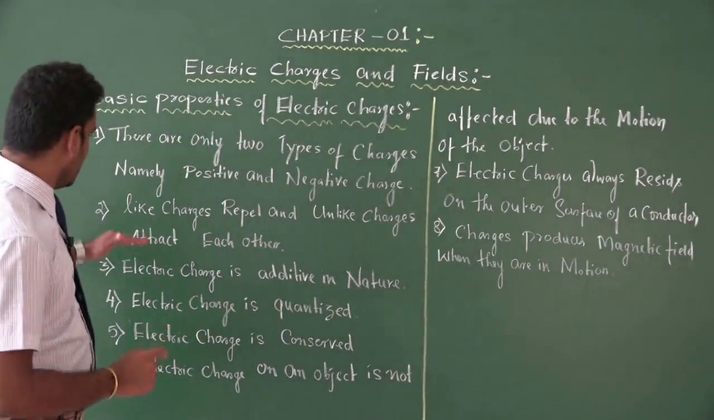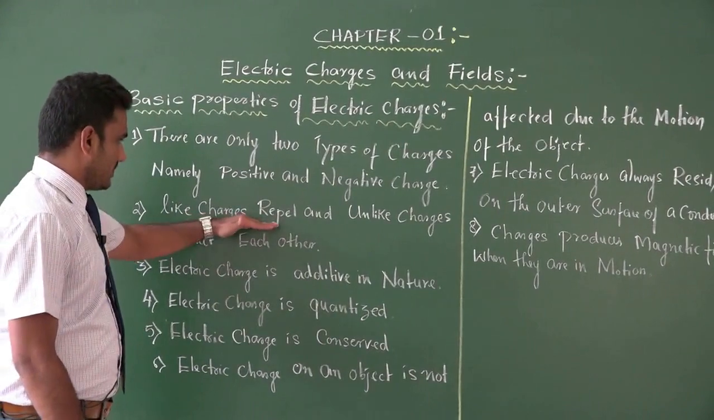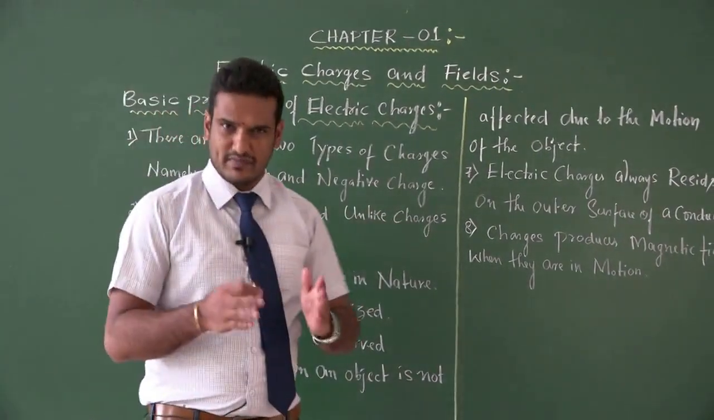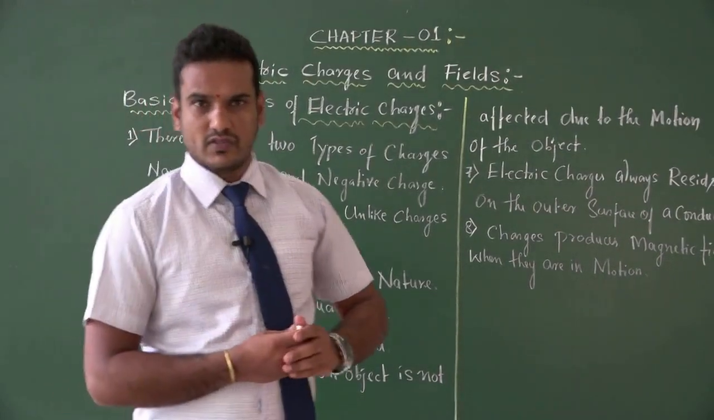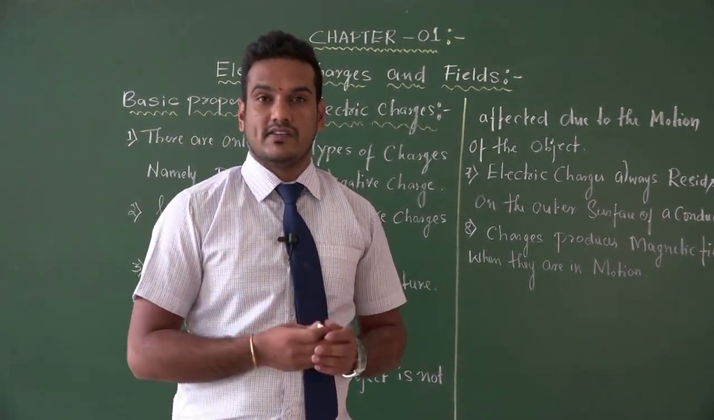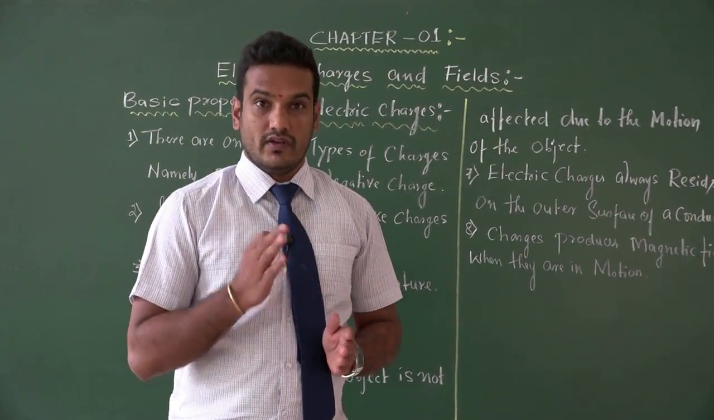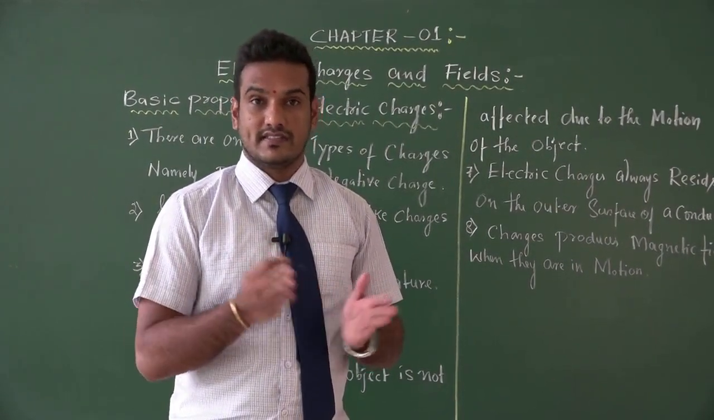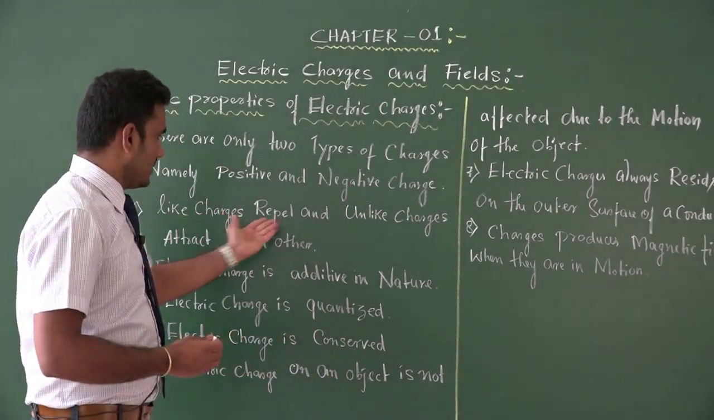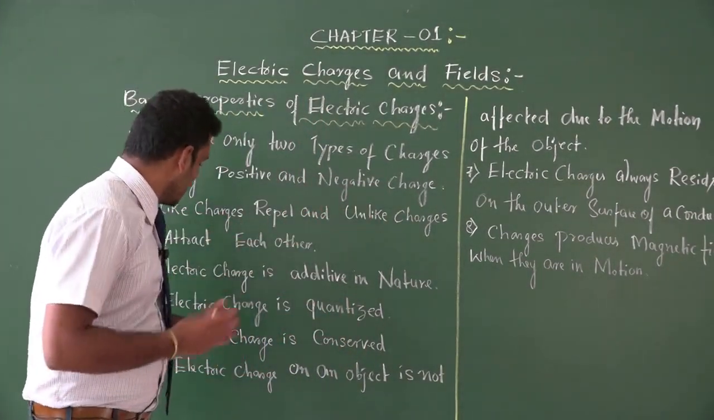Move to the next one. Like charges repel and unlike charges attract each other. The same thing we learned in the last video also. When you consider two like charges, there will be a repulsive force between them. When you consider unlike charges, there is a force of attraction. That is, like charges repel and unlike charges attract each other.